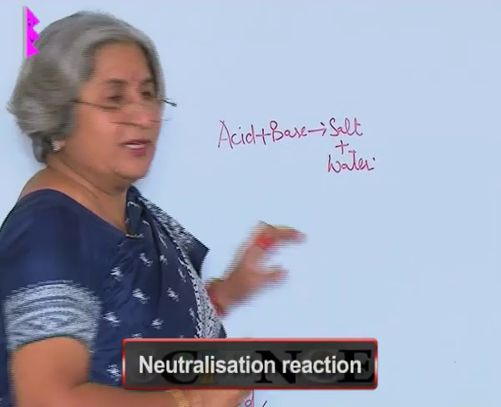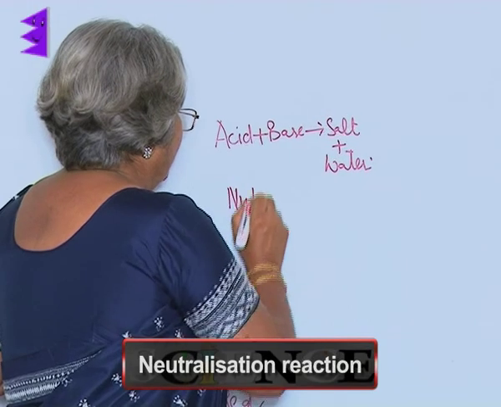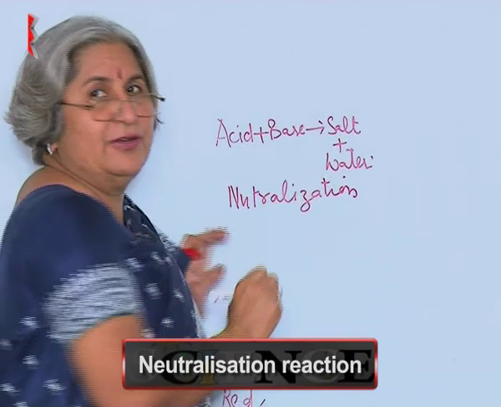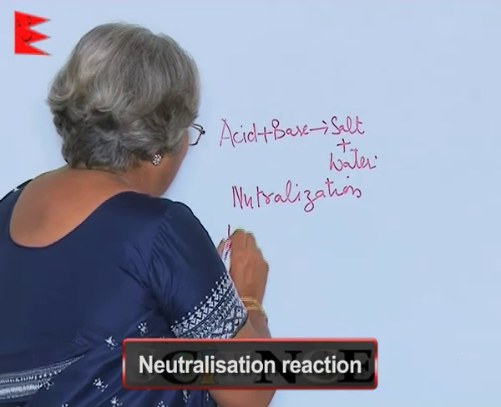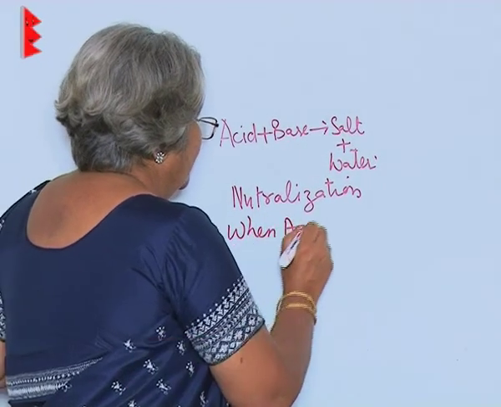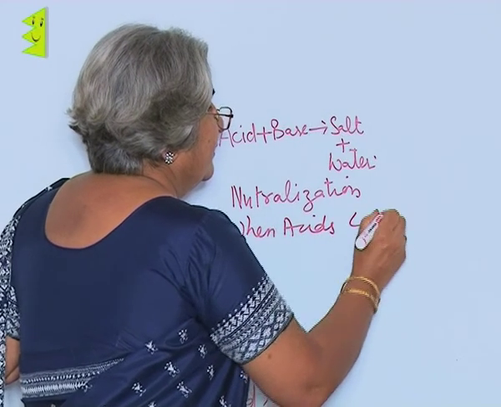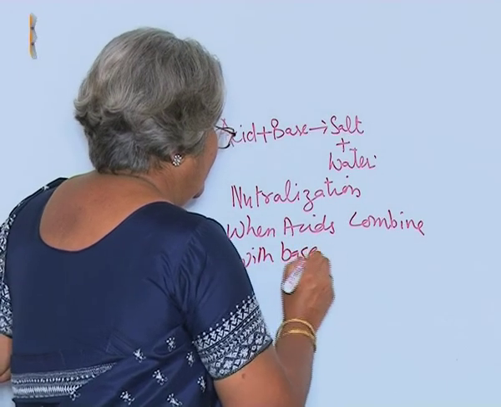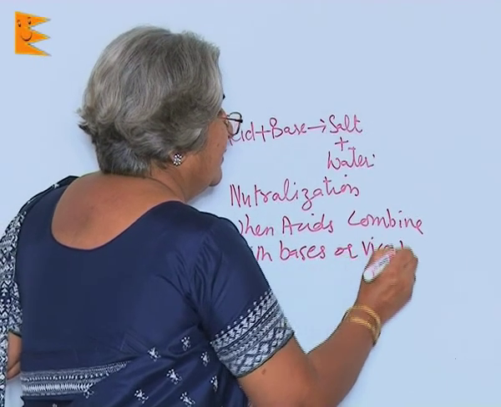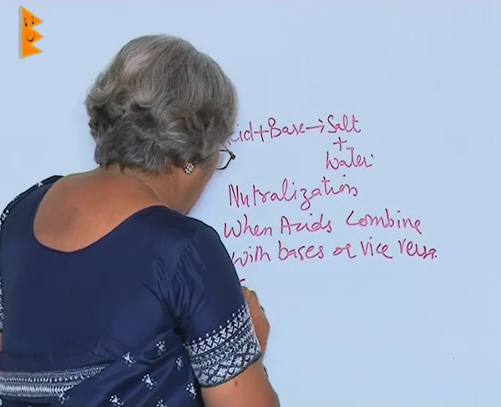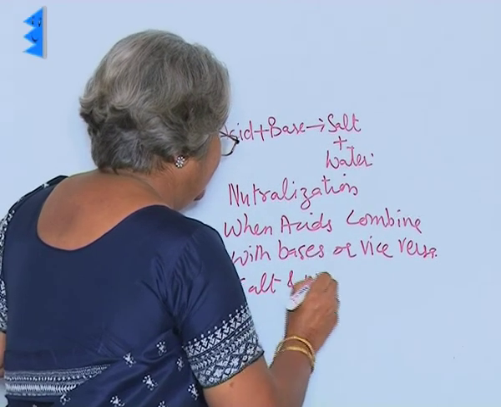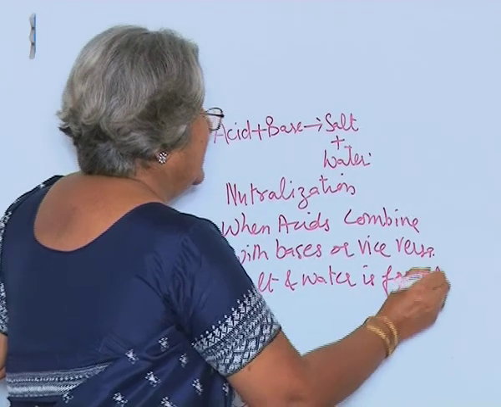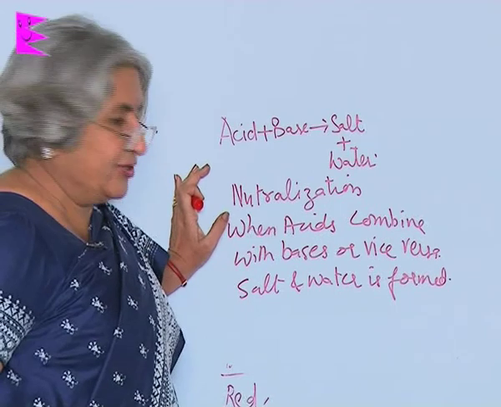This kind of reaction is called a neutralization reaction. So, let us define neutralization reaction. When acids combine with bases or vice versa, salt and water is formed. And this is called a neutralization reaction.